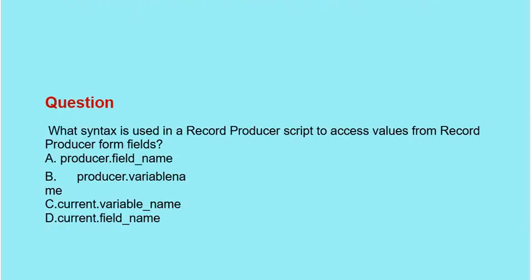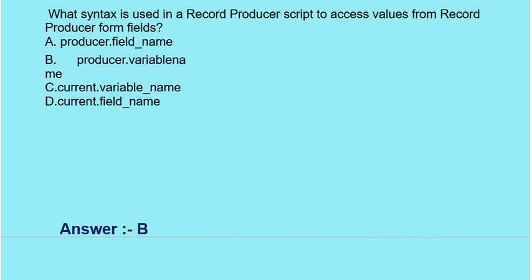Question is, what syntax is used in a record producer script to access values from record producer form fields? Option A, producer.field_name. Option B, producer.variable_name. Option C, current.variable_name. Option D, current.field_name. Correct answer is option B.